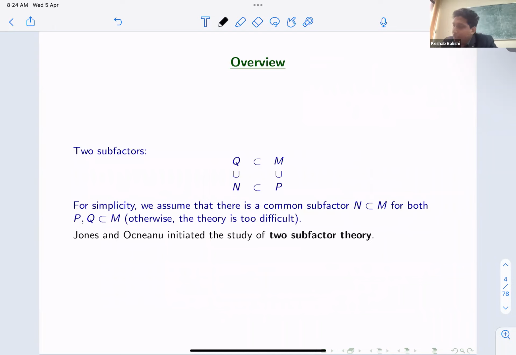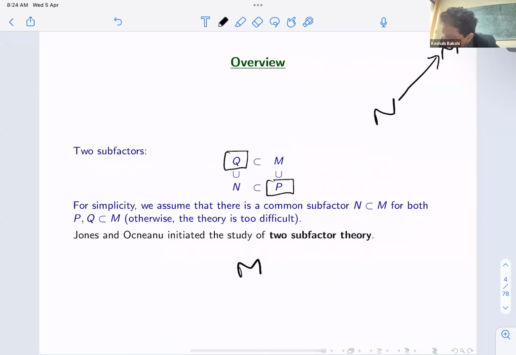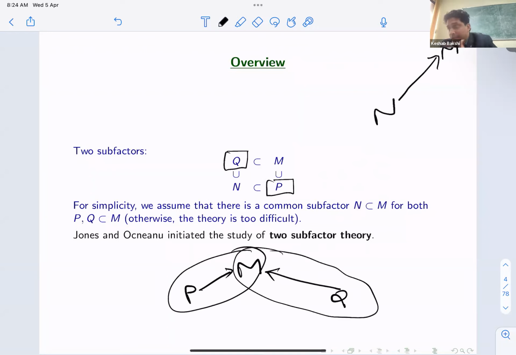But what will happen if you have multiple subfactors? You have a subfactor N subset M, but suppose now you have two subfactors, P and Q. As I said, P is understood, but what will happen for P subset Q if there are two subfactors P and Q? Actually you can think in this way. Suppose we have two subfactors, P subset M and Q subset M. So this is one subfactor, this is another subfactor. Can you build an invariant for this? Can you build a theory on this, like the single subfactor theory of Vaughan Jones? This is called two subfactor theory.